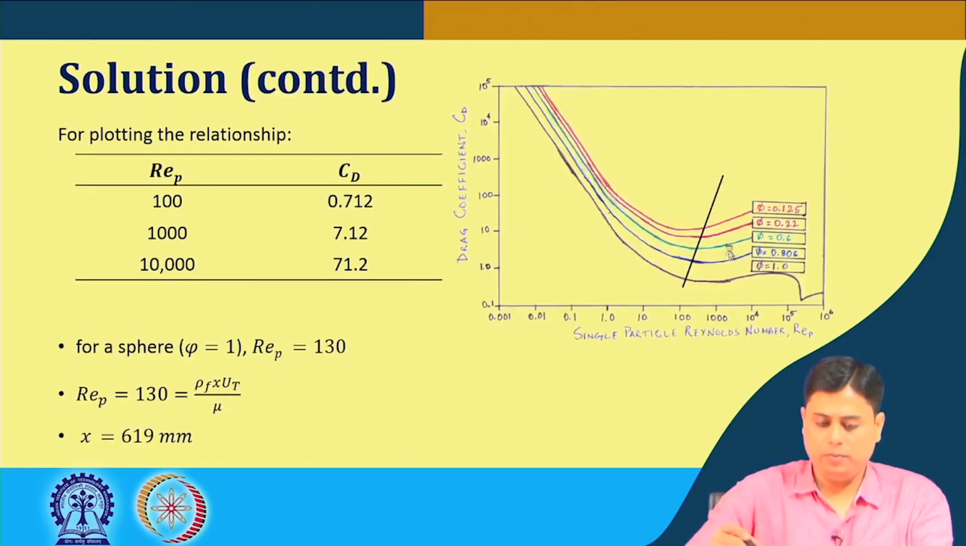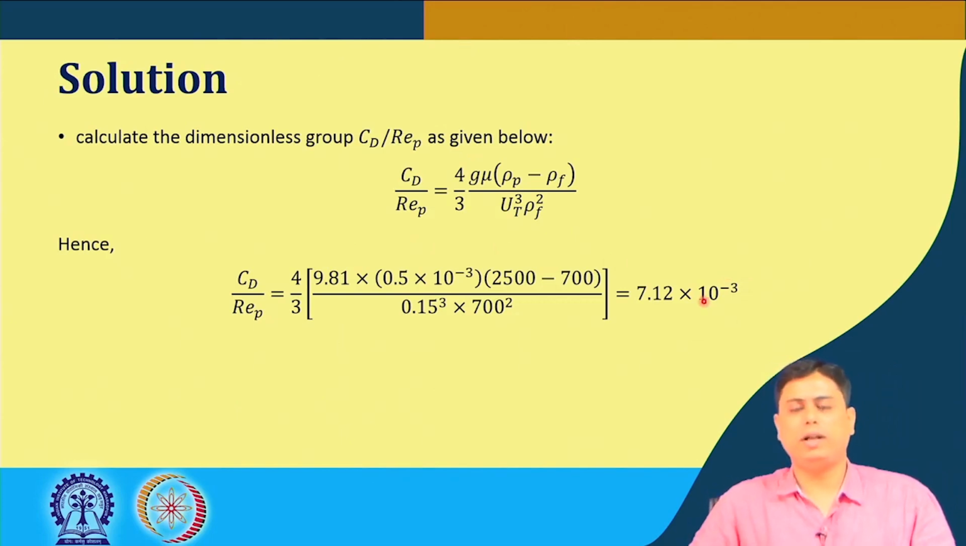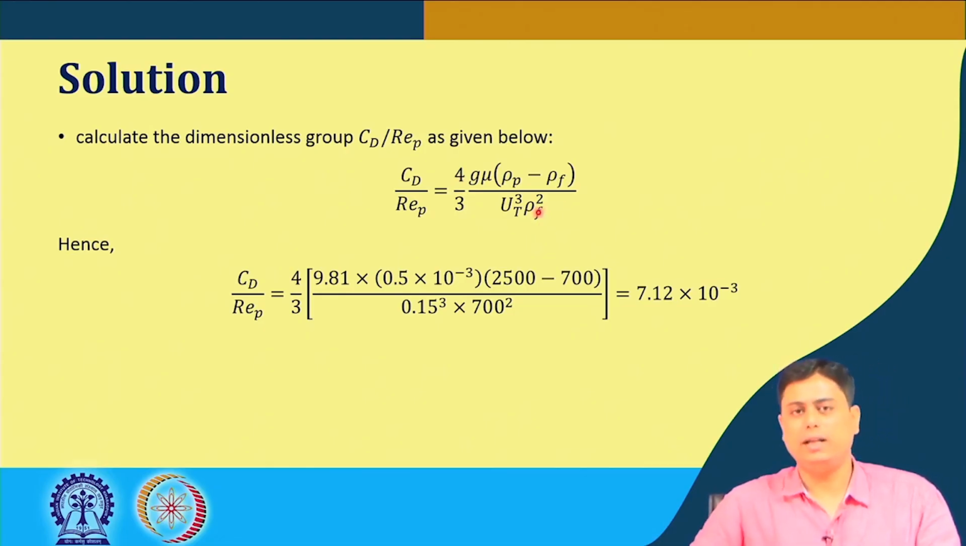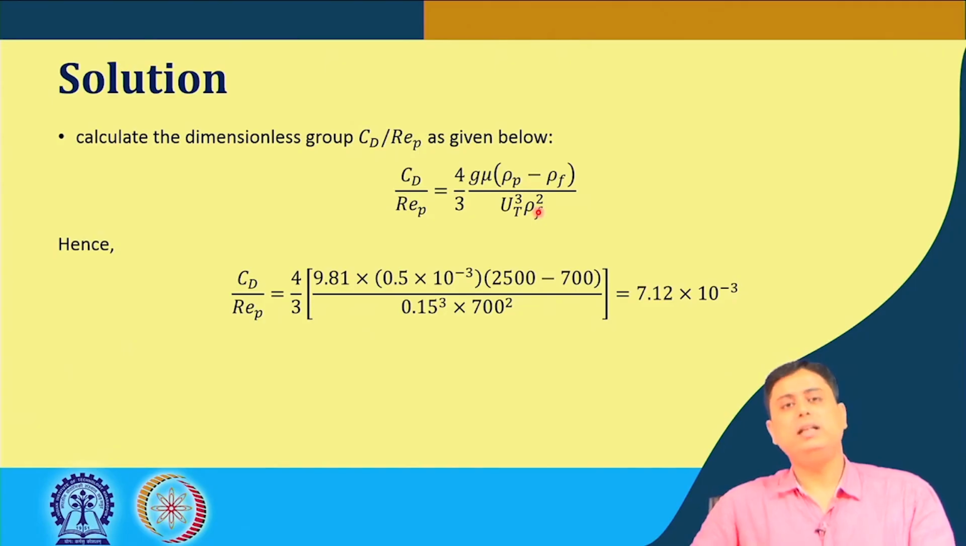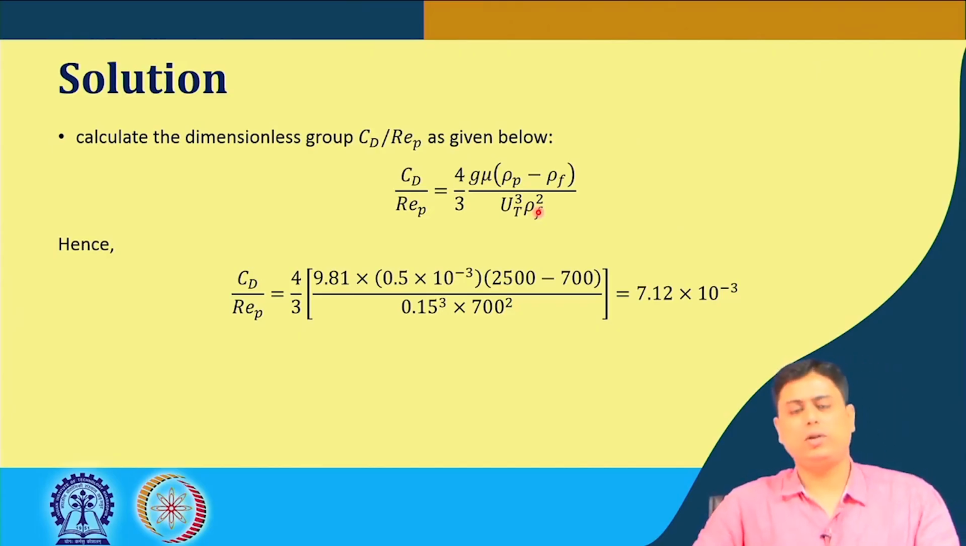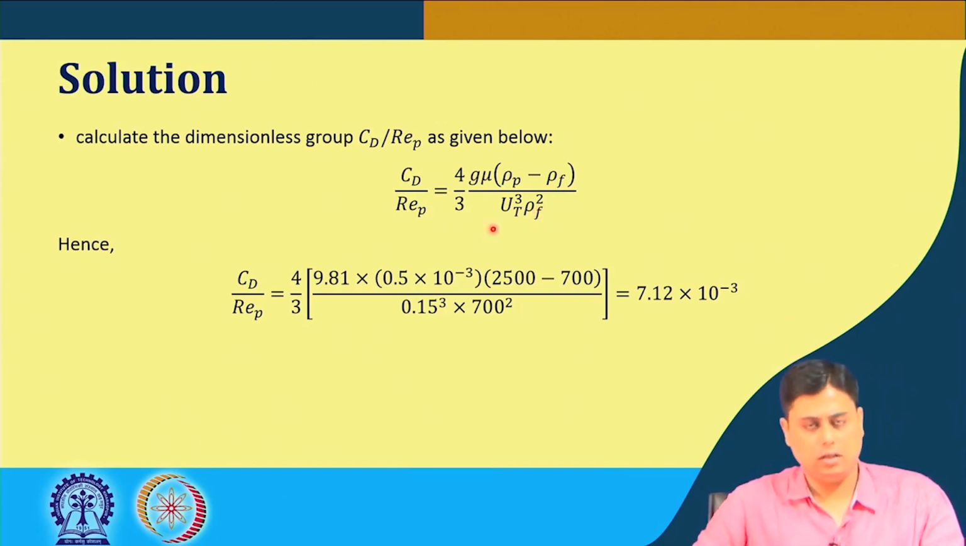So, irrespective of the particle diameter, this CD by REP is basically a constant value. And what is that constant value? This value is 7.12 multiplied by 10 to the power minus 3. I hope you remember this expression. This expression is independent of the particle diameter. Similarly, CD multiplied by REP square was independent of terminal velocity. Since the point here is to calculate the particle diameter, we have to find a factor which is independent of the particle diameter.